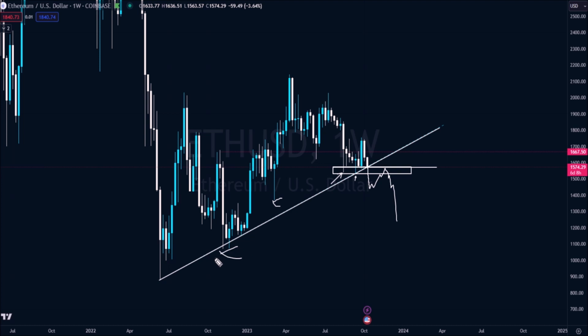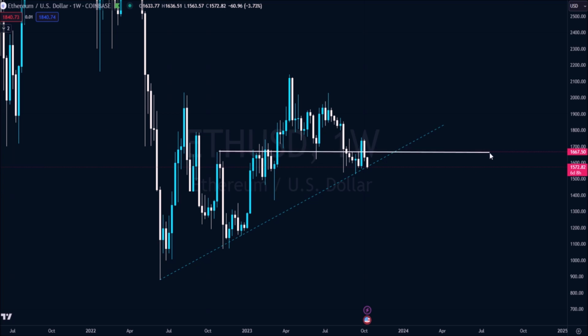But this is just, if this happens, then this is how I'm going to play it. But at the moment, it hasn't happened. So I'm on the sidelines and waiting. This other level that we have here is a current yearly midpoint, and it's relevant to where price is now.